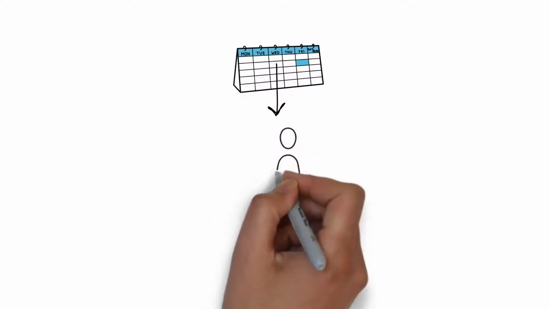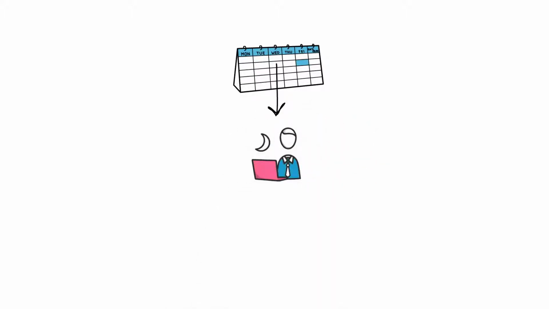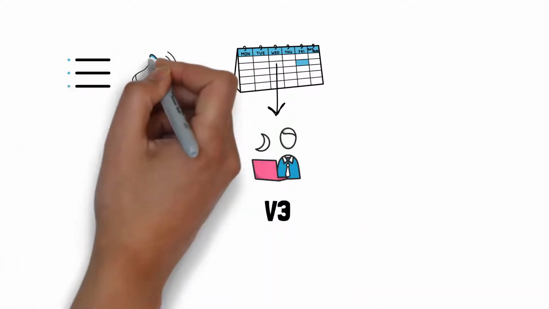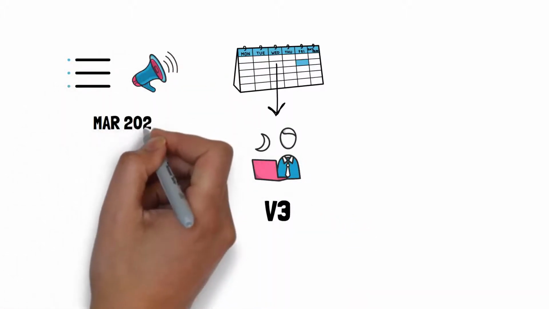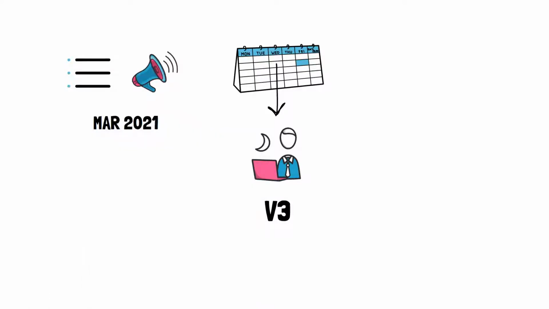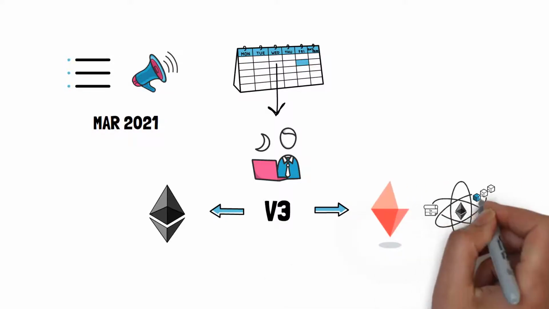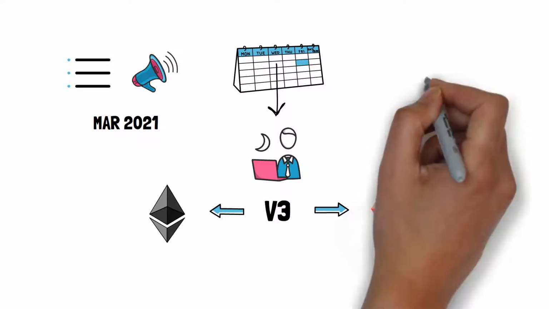Just before releasing v2, the team behind Uniswap had already started working on a new version of the protocol, details of which were announced just now, at the end of March 2021. The team decided to launch Uniswap v3 on both the Ethereum mainnet and Optimism, an Ethereum Layer 2 scaling solution, targeting early May for the release.